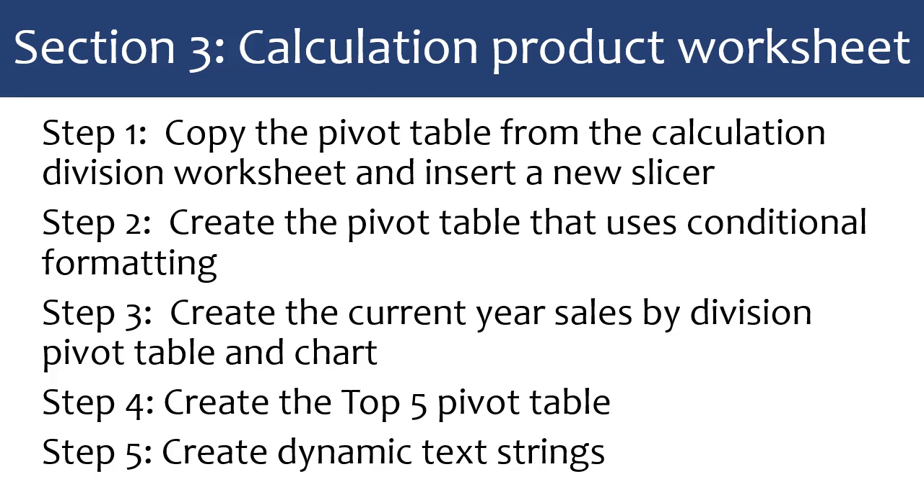This section has 5 steps. We will be working on the calculations worksheet for products. We will be copying a few pivot tables and we'll be using conditional formatting in one of those pivot tables. One of the pivot tables we edit will be a top 5 products pivot table. Finally, we will be creating dynamic text strings.